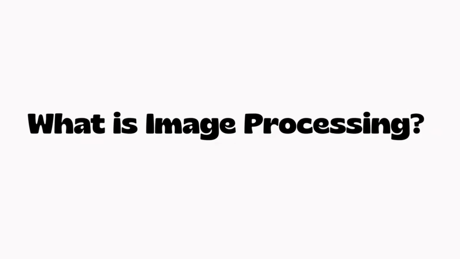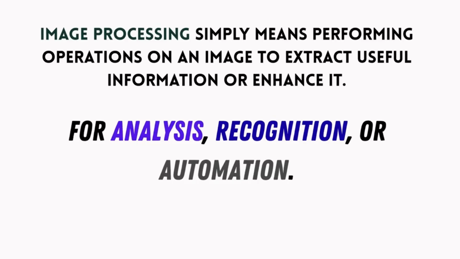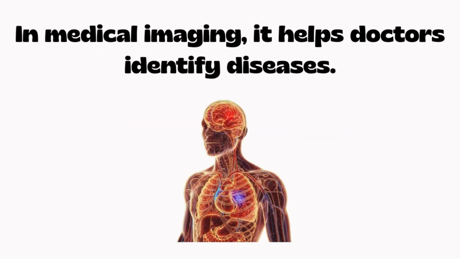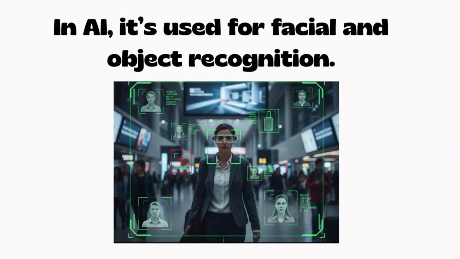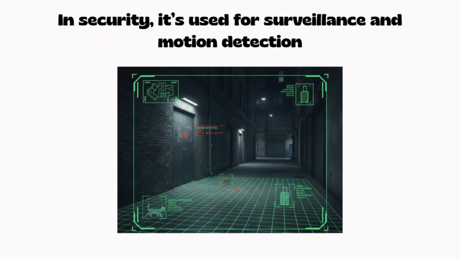Now let's see, what is image processing? Image processing simply means performing operations on an image to extract useful information or enhance it. Just like we edit a photo to make it look better, computers do similar things but for analysis, recognition, or automation. For example, in medical imaging, it helps doctors identify diseases. In robotics, it helps robots navigate. In AI, it's used for facial and object recognition. And in security, it's used for surveillance and motion detection.